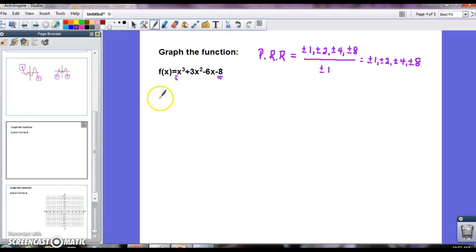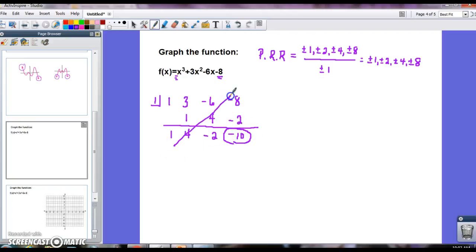Now, we're just going to have to go through doing some synthetic division to figure out which one of these works. So I'm going to start with 1. My coefficients are 1, 3, negative 6, and negative 8. So let's see, 1 times 1 is 1. Add those together, 3 and 1 is 4. 1 times 4 is 4. Add those together, I get negative 2. 1 times negative 2 is negative 2. Add those, I get negative 10. Remember, this last number is your remainder. I don't want a remainder, so that doesn't work.